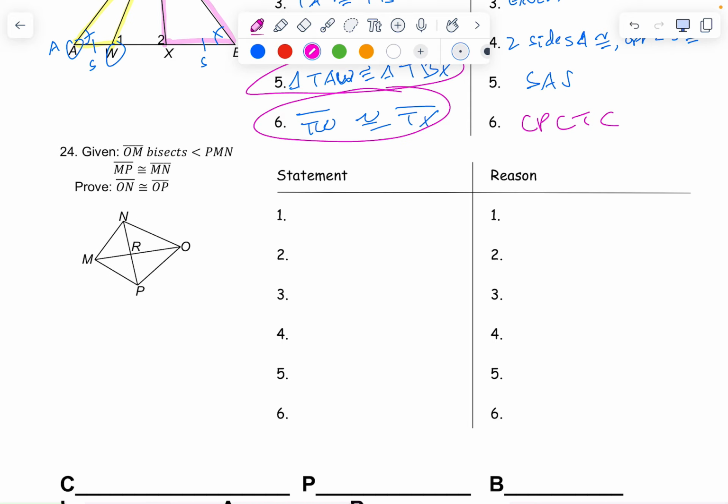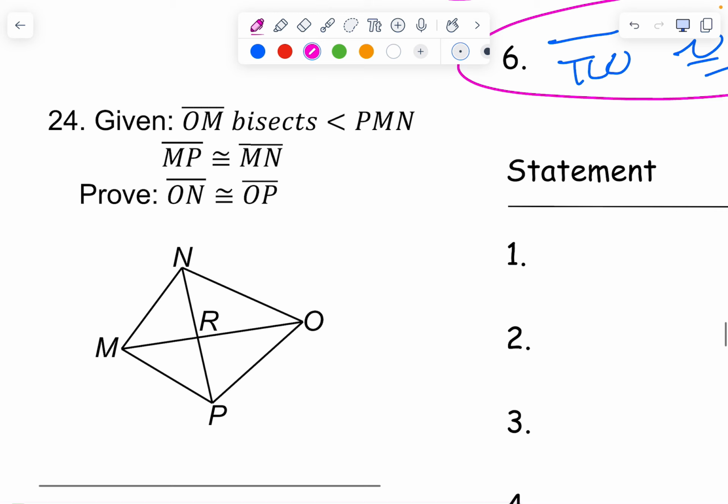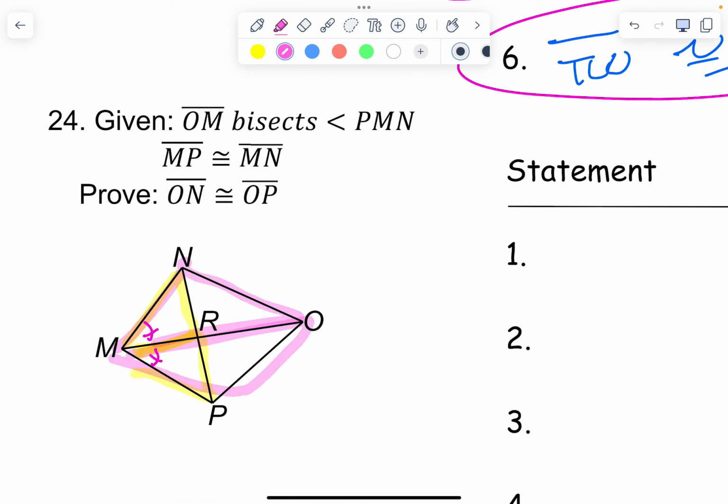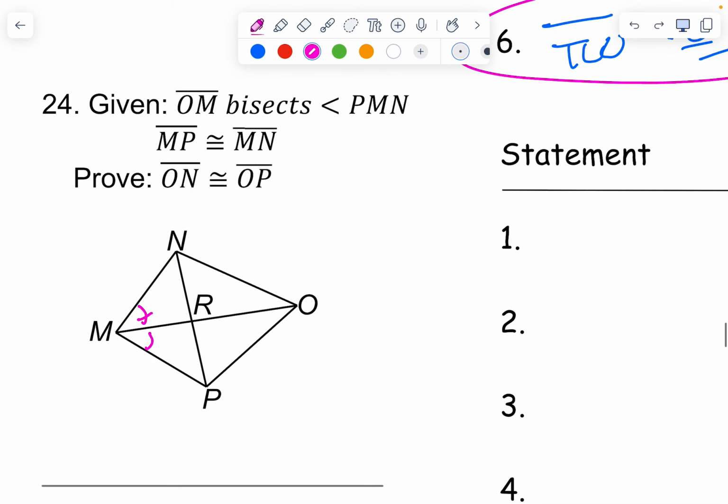Okay, our next one. Let's first analyze and see which two triangles we're looking for. So I think we're going to go ahead and notate on this one. Y'all ready? If OM is cutting PMN in half, we know PMN is here, so these two angles are congruent. So at this point, here's our argument. It could be these two small triangles, or it could be the big halves, right? So let's see how we can narrow that. Our next one says MN is congruent to MP. That's not very helpful, right?